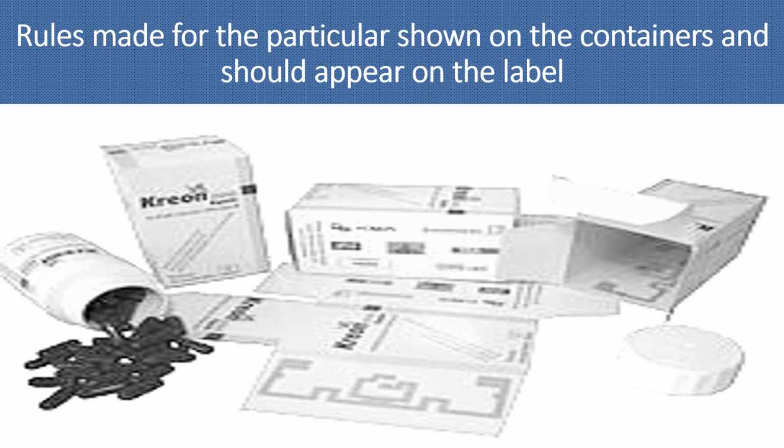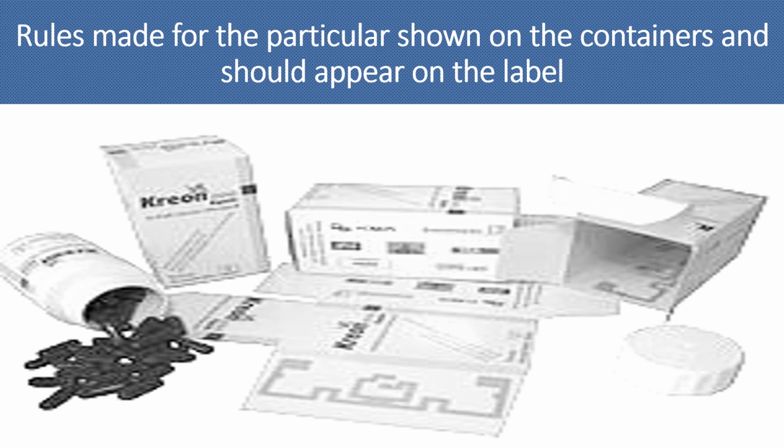Then next, rules made for the particulars shown on the container and which should appear on the labels. Means these are the rules we are going to see which will appear on the container's label, which is very important, and on the basis of that the patient will get, doctors will get, healthcare providers will get each and every piece of information related to that medication, and that's why this labeling part is very important.